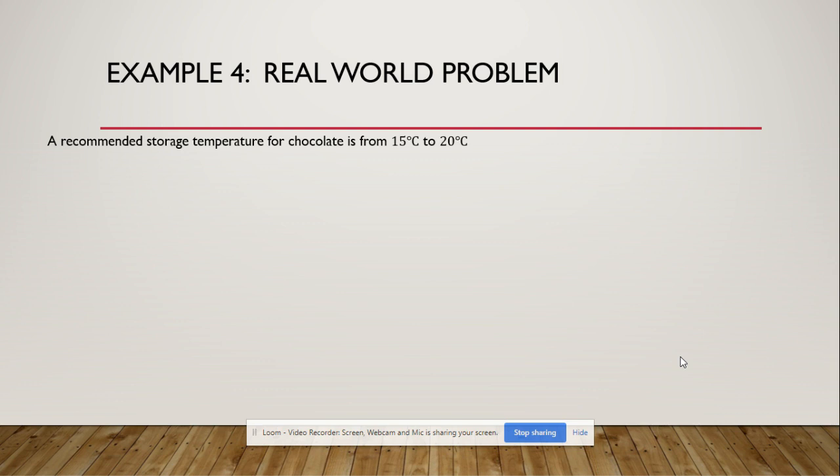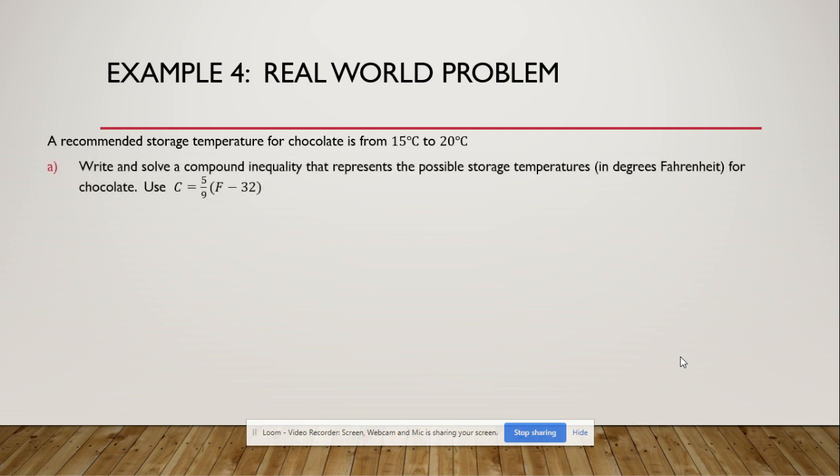All right, so let's look at this real-world context to it. A recommended storage temperature for chocolate is from 15 degrees Celsius to 20 degrees Celsius. Now, that's great and all, but because I've been raised here in the US, I'm not really familiar with Celsius, and I have no concept in my brain of how warm or how cold is 15 degrees Celsius and 20 degrees Celsius. So what I'm going to want to do is to write and solve a compound inequality that can represent all the possible storage temperatures for chocolate, and put it into Fahrenheit.